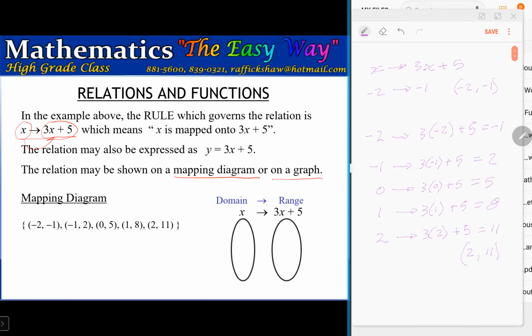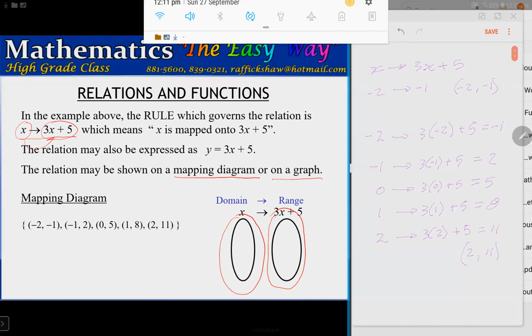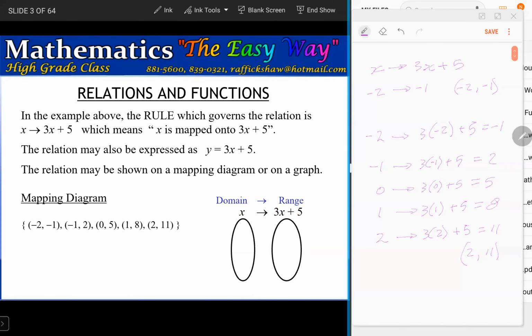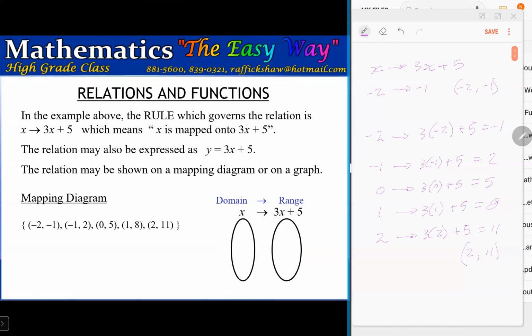So you draw this oval here for the domain, for the set of domain values, and draw this oval for the set of range values. All right. So that's how you do it. And then you put the values in there. So you put the domain values in the first one, and you put the range values in the second one.